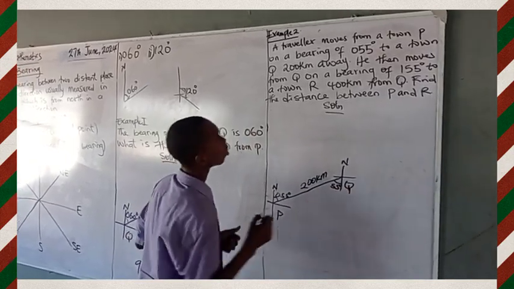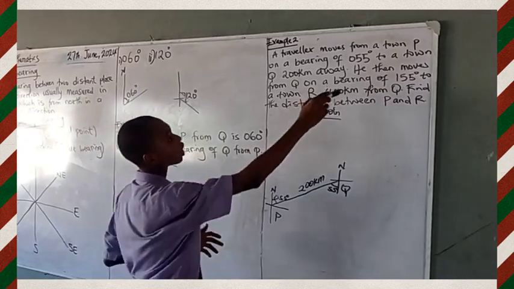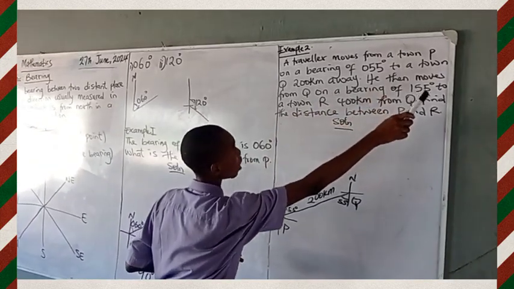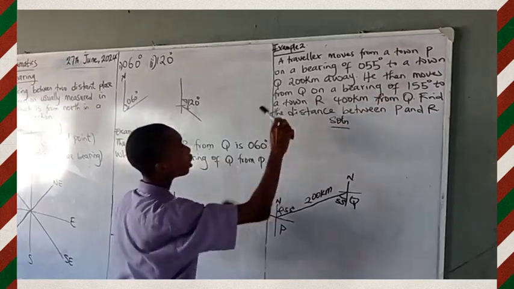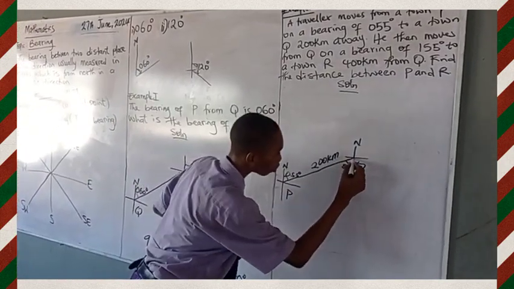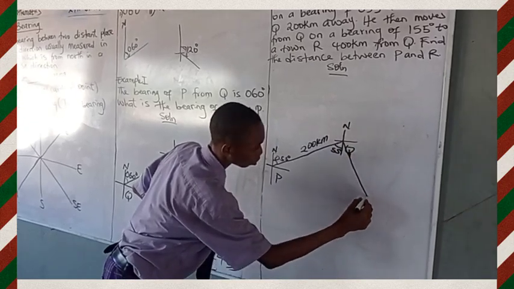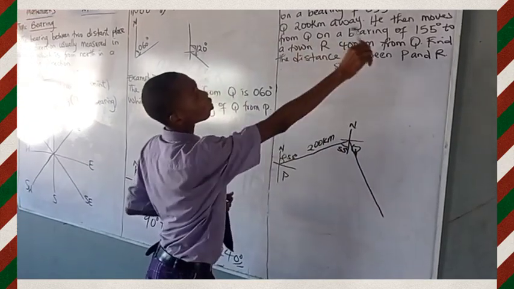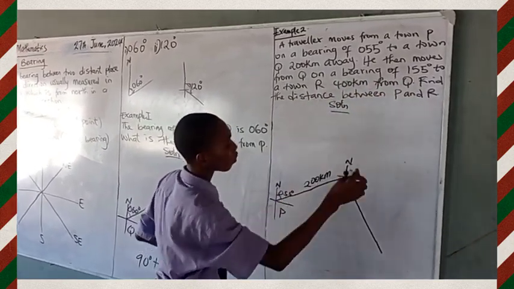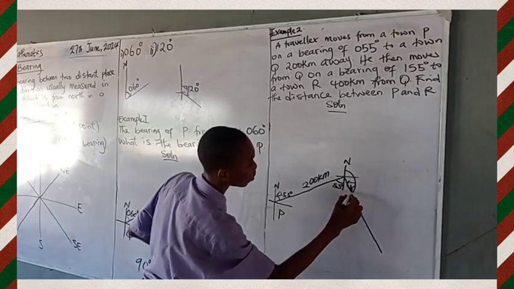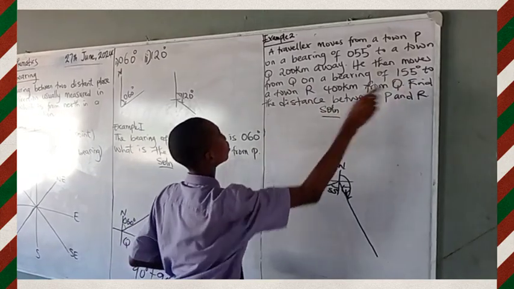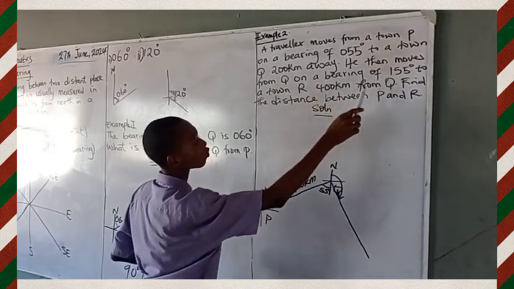Now, we read the next thing. He then moved from Q on a bearing of 155 degrees to a town R. So the traveler moves from Q on a bearing of 155 degrees to a town R. So 155 degrees from here to here, since it's more than 90 degrees, to a town R, 400 kilometers from Q.